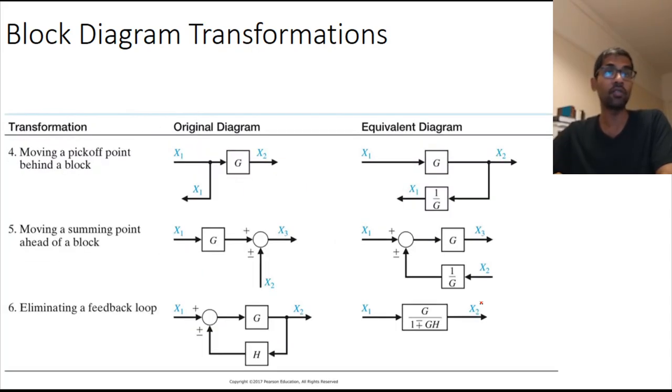Okay, and similarly there are other rules that you could just take a look at. Here are some other rules, and many of the rules are basically dealing with pick-off points. Pick-off points is where a signal is being taken to some other place, right? So you have a signal x1 here, and this is taken off to some other point here, or it is about the summing point where you're bringing two signals and adding them up, how to move it from before this transfer function to after this transfer function, and so on. So you can take a look at that.